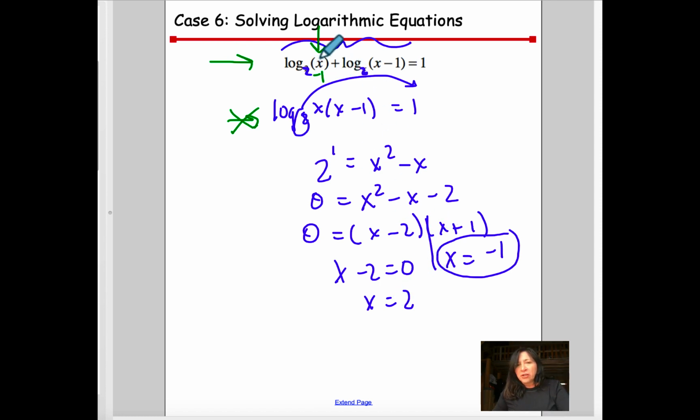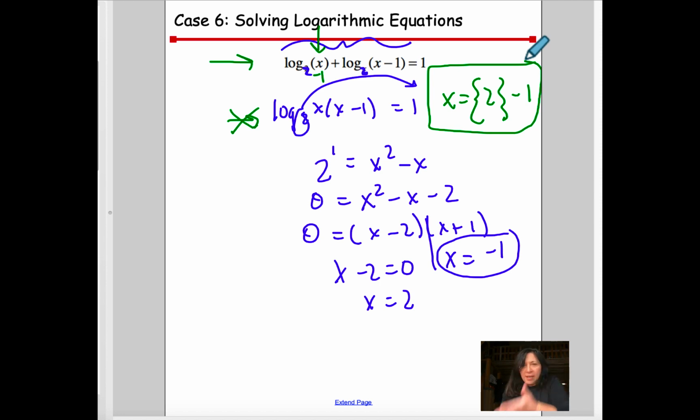So 2 works here. 2 minus 1 is still 1. That's positive. That works. So my solution set, when it's all said and done, is just 2. And then negative 1 is outside of the solution set. So it's called an extraneous solution.